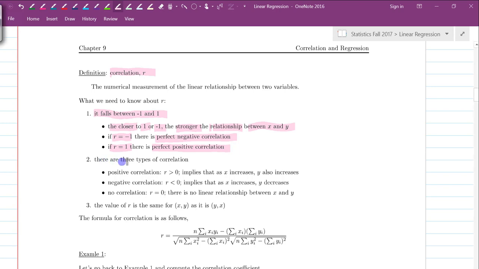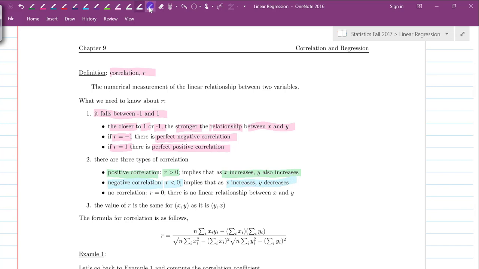There are 3 types of correlations. We have a positive correlation, which is when R is greater than 0. This implies that as X increases, Y also increases. We have a negative correlation, which is R is less than 0. And this implies that as X increases, Y decreases. That's miles go up, value of the car goes down.